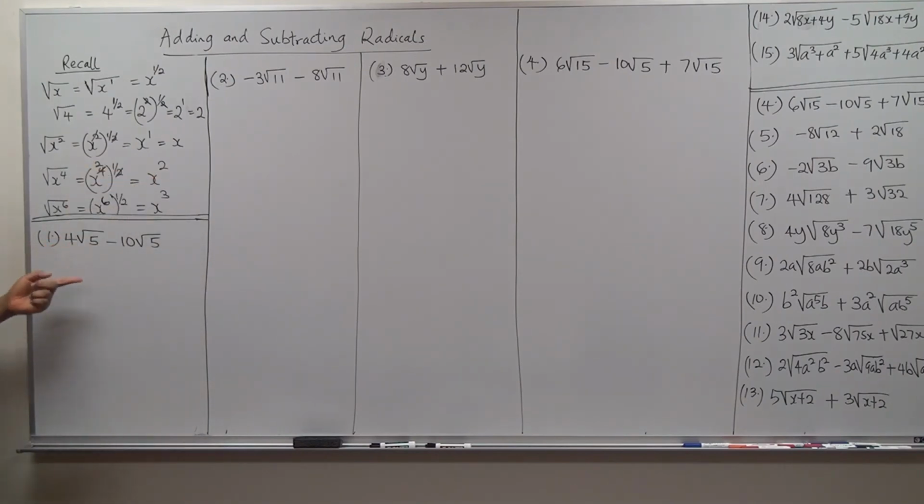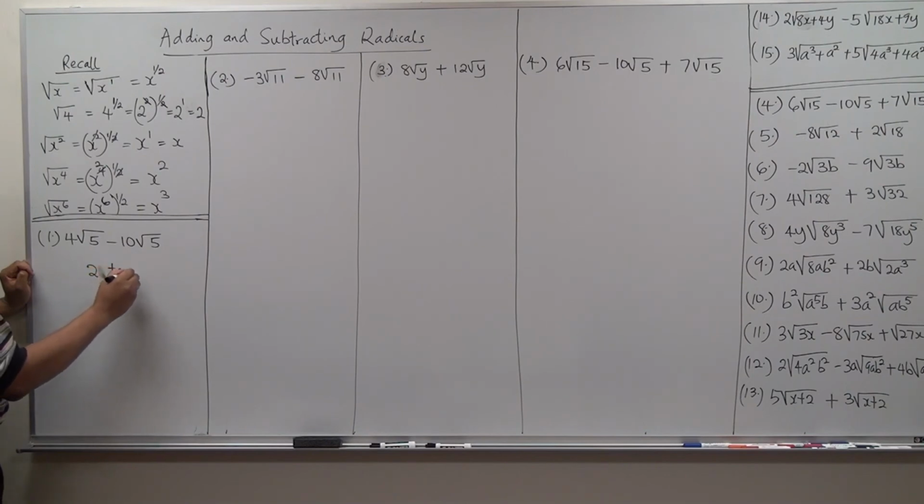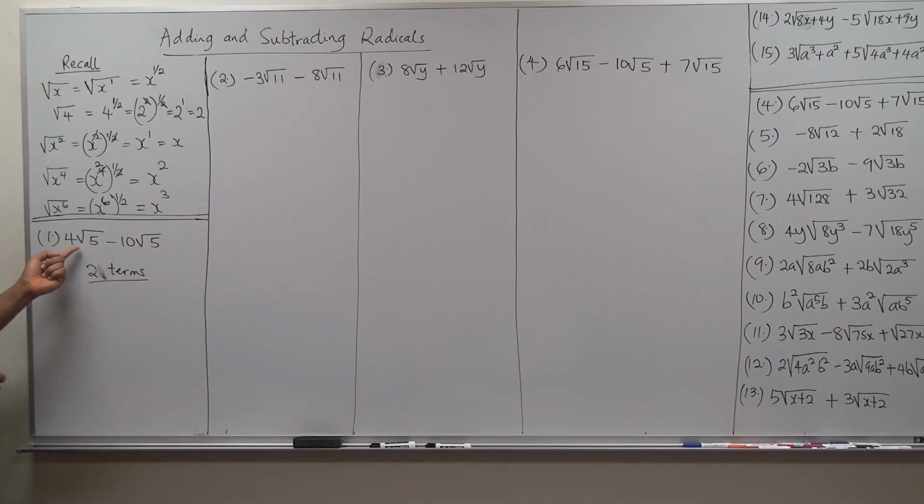So let's go ahead and start with the problem. The first question, 4 square root of 5 minus 10 square root of 5. Now you look at this problem, we have 2 terms, right? The first term is 4 square root of 5, and the second term is negative 10 square root of 5.